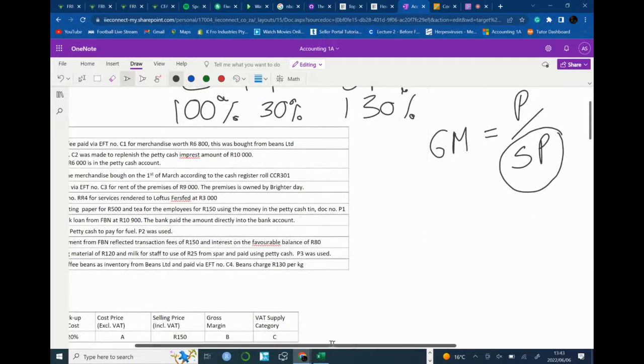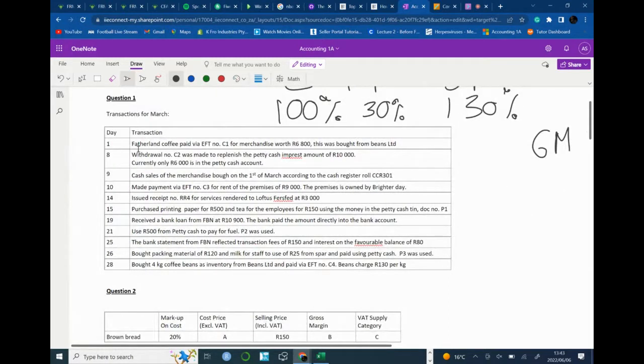All right, no problem. So let's get back to these transactions. The first one: Fairland Coffee paid via EFT, number C1, for merchandise worth 6,800. This was bought from Beans Ltd. The moment you see EFT, you know this is going to which journal? Cash payments journal.